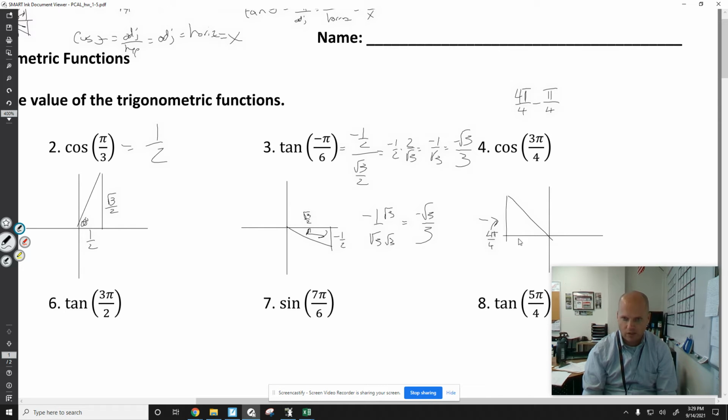So boom, 45 degrees. I'm going to the left. I'm going up. Left and up. Cosine, adjacent. Adjacent, horizontal. Boom.